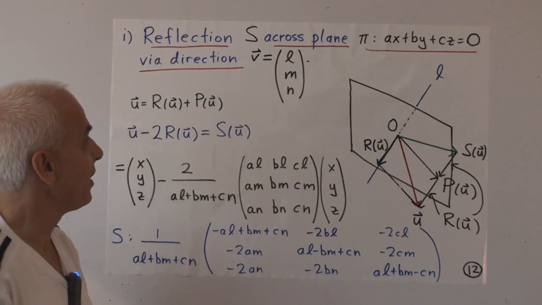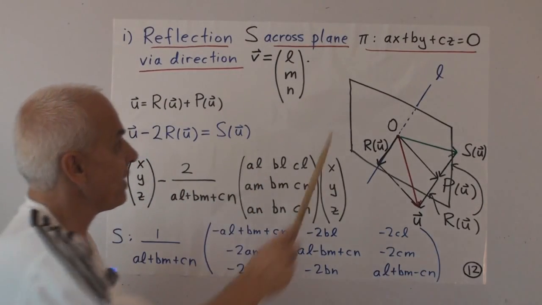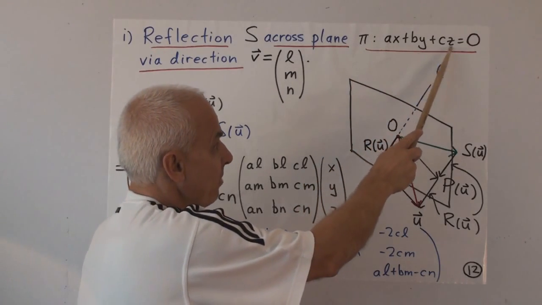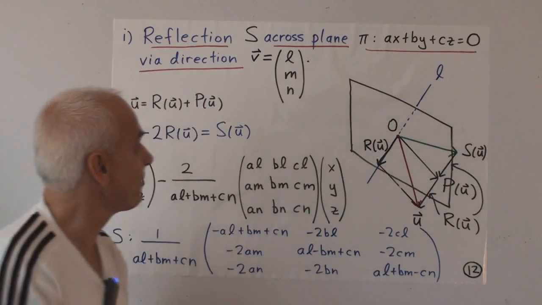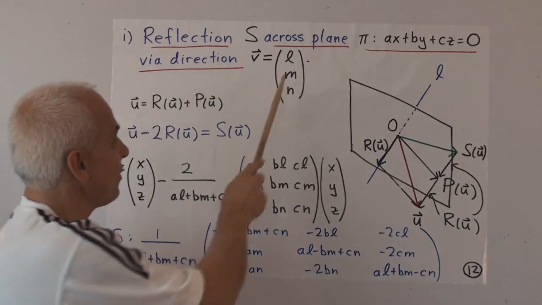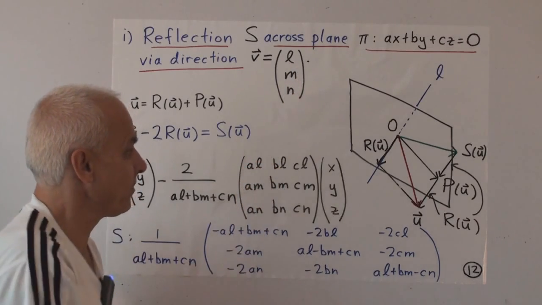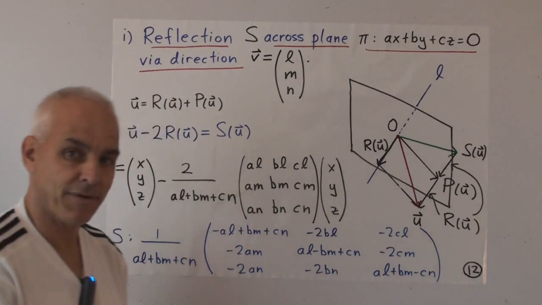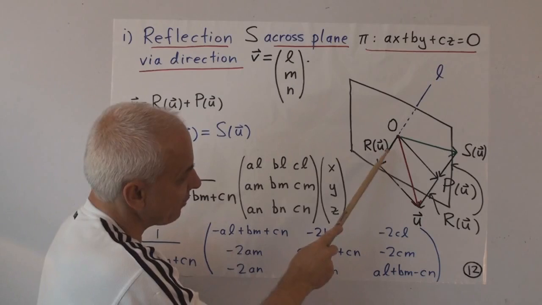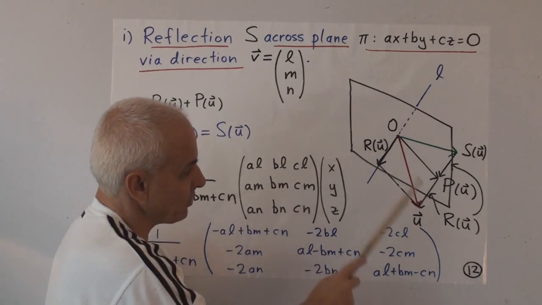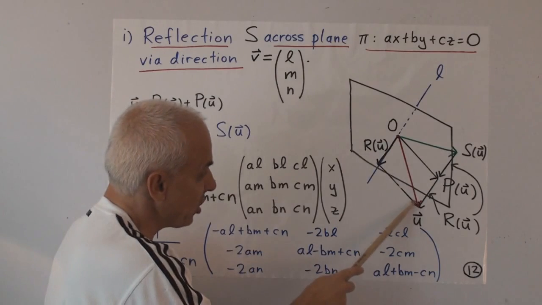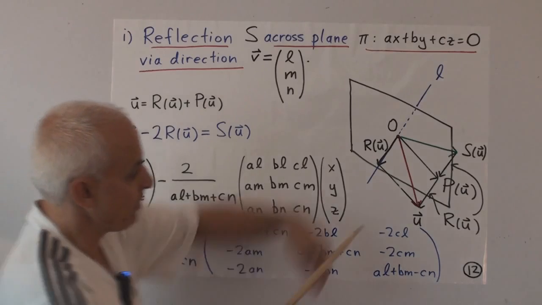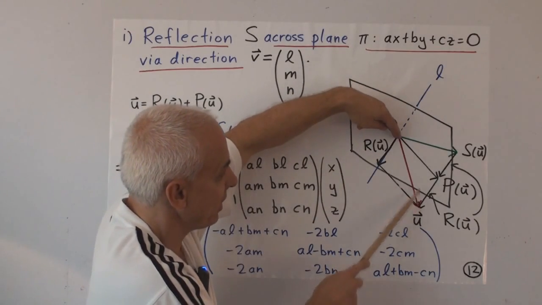Here's how that looks. So let's call the reflection S. It's going to be across the plane pi, same plane as before, ax plus by plus cz equals 0. There it is again. And the direction that we're going to choose is still the vector V, lmn, that direction there. Here's our vector u as before. And here are the vectors that we've already found of projection: the projection onto the plane, which we called P of u, and the projection onto the line, this vector here, R of u. Now what we want to do is reflect u in the plane.